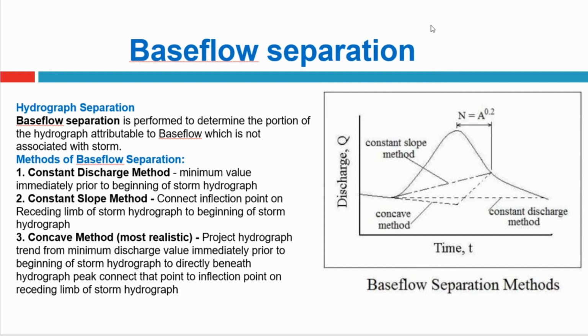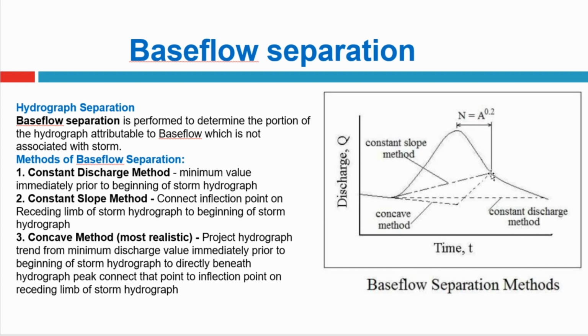The first one is to draw a horizontal line from the rising point, the point from where the rise of discharge will begin. Next is to find out this inflection point, the point where the direct runoff will end. This is calculated by the value N is equal to K into A raised to 0.2. Here you know how to solve this N value. N is equal to K into A raised to 0.2. From that you calculate the number of days.